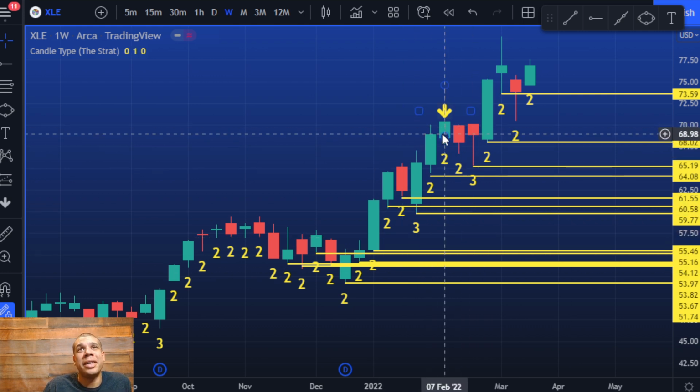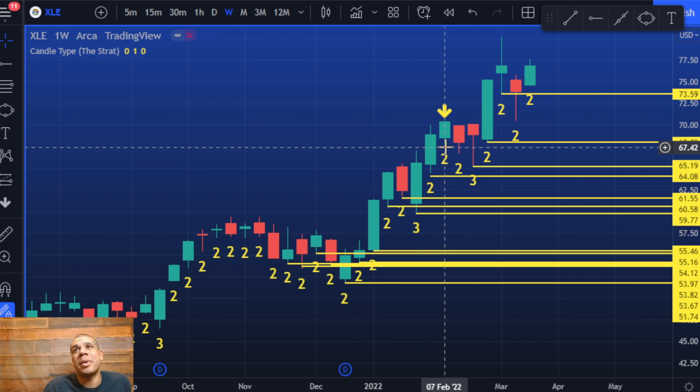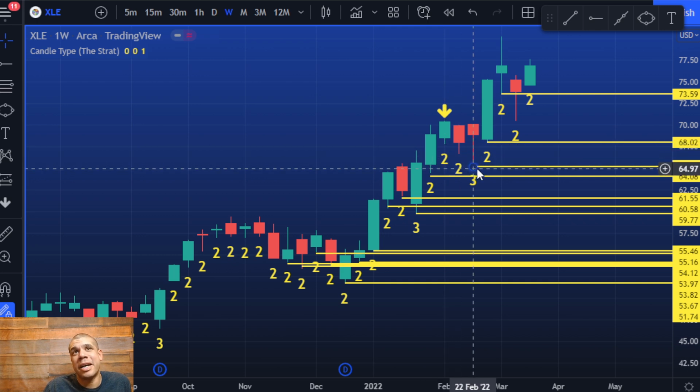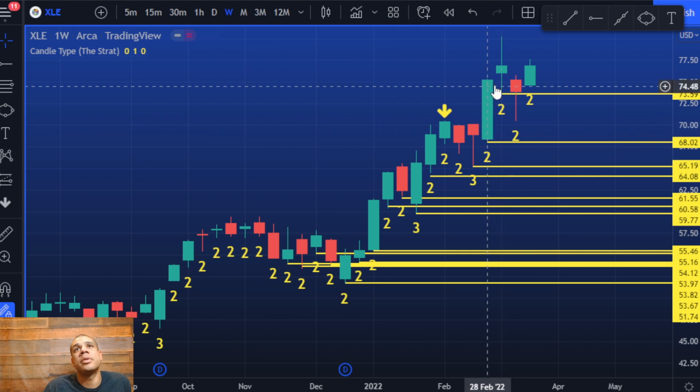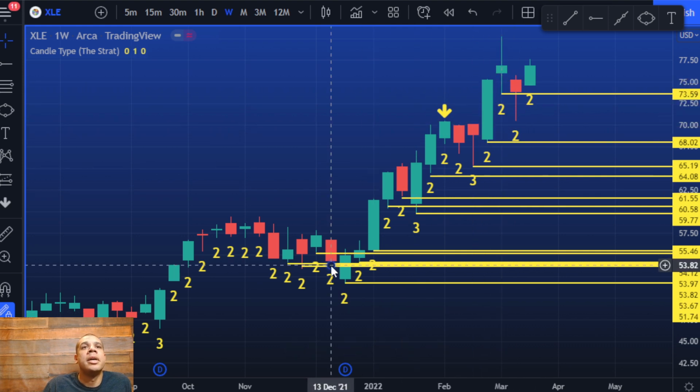But if you bought here, whoever put their stop at 67.42, that stop got taken out. Okay. Now 2-2 reversal back up. Okay. 2-2 reversal, 3-2 reversal back up.